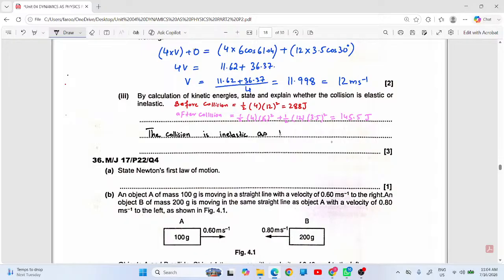Inelastic, as the kinetic energy before and after the collision are not equal.